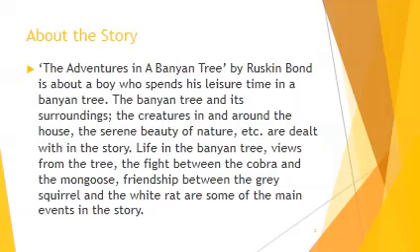Here is a very short synopsis of the story, in which, as I told earlier, the story is about a boy who spends his leisure time in the banyan tree. Sitting on the top of the banyan tree, the boy could see the serene beauty of nature and things that go on around and near the house. Life in the banyan tree, views from the tree, the fight between the cobra and the mongoose, and the friendship between the grey squirrel and the white rat are some of the main events in the story.